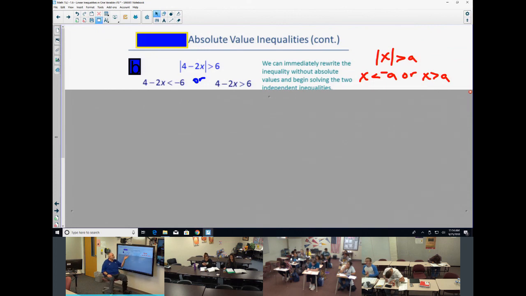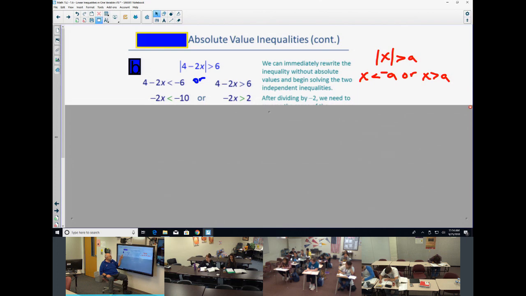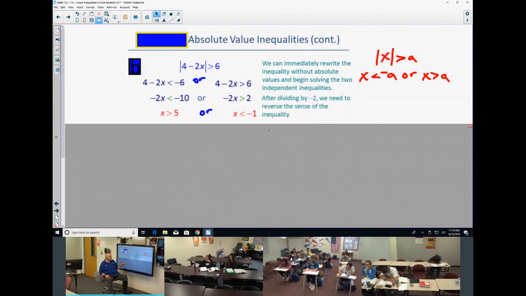And now you solve each of these separately. Okay, but you're going to do the same steps. So here, again, you're solving each of these for x. So you subtract 4, and then divide by negative 2. And then remember, like we talked about yesterday, when you multiply or divide an inequality by a negative, you must reverse the inequality sign. So you're going to actually reverse both of these. And so you'll get x is greater than 5, or x is less than negative 1.